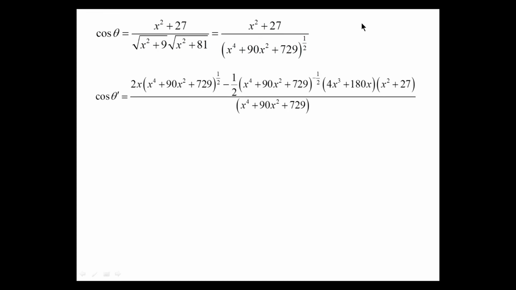Now what? We're going to differentiate. It's a quotient rule. Top thing prime times the bottom thing minus the bottom thing prime times the top thing over the bottom thing squared. And when you square the 1/2, you get to the 1. That's what all this stuff is.